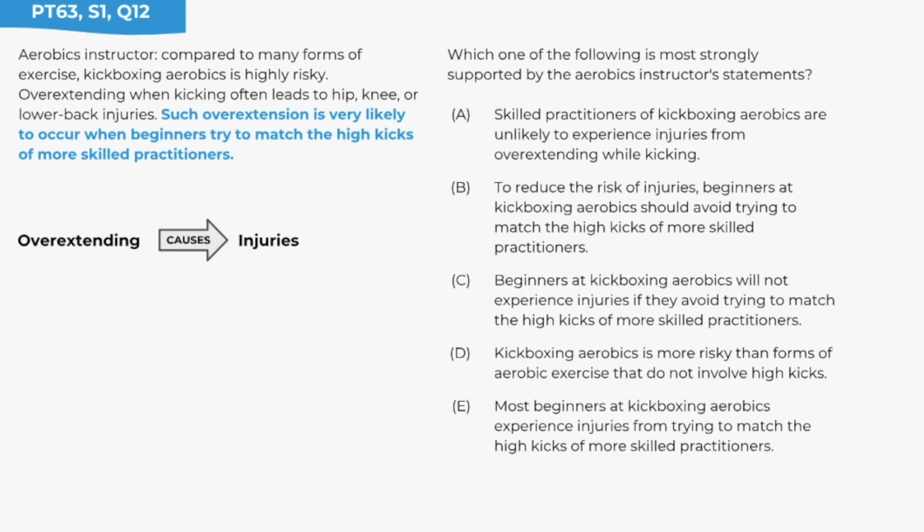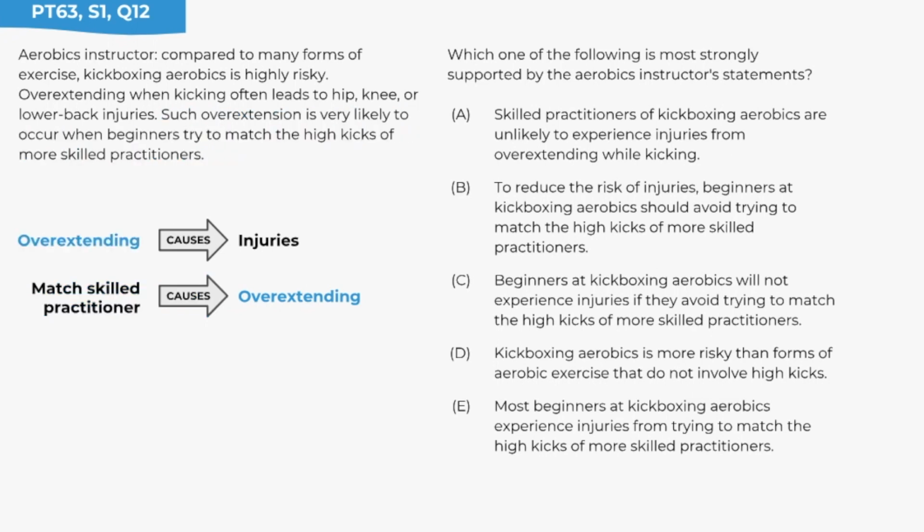If we look at the last sentence, it says that such overextension is very likely to occur when beginners try to match the high kicks of more skilled practitioners. So when beginners try to match the high kicks of skilled practitioners, that's when they overextend, essentially saying that matching those skilled practitioners causes them to overextend. Now we've got these two causal relationships, and what we're looking for is how they connect.